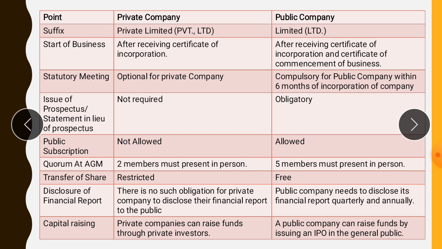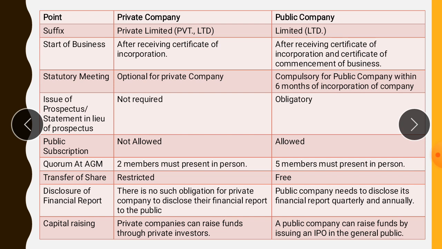Then quorum at AGM. Two members must be present in person for the meeting in case of private company, but in case of public company five members must be present in person for a meeting to be an official meeting, to be a legal meeting. Then next, transfer of shares. Private company members cannot transfer their shares freely to any person, but in case of public company, shareholders can transfer their shares to any person freely.